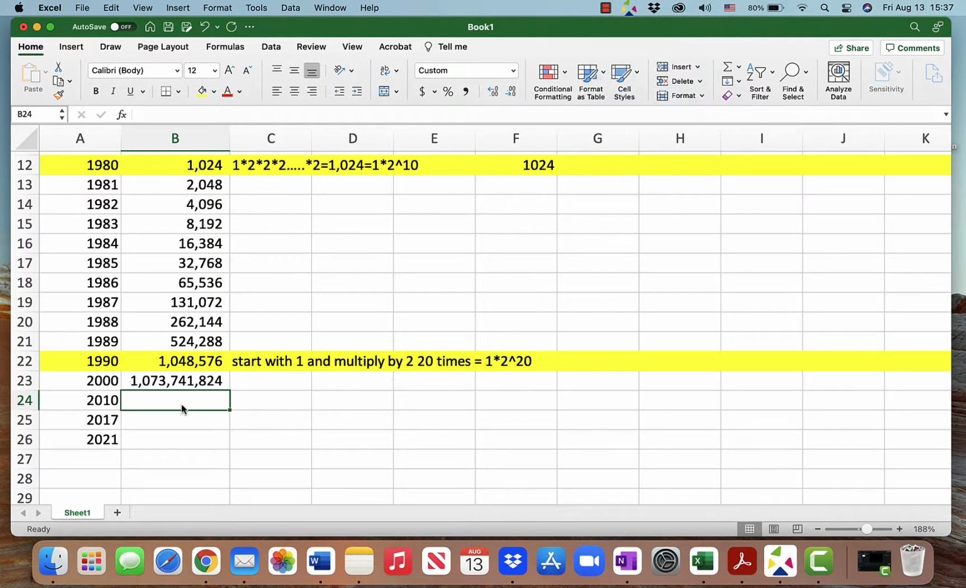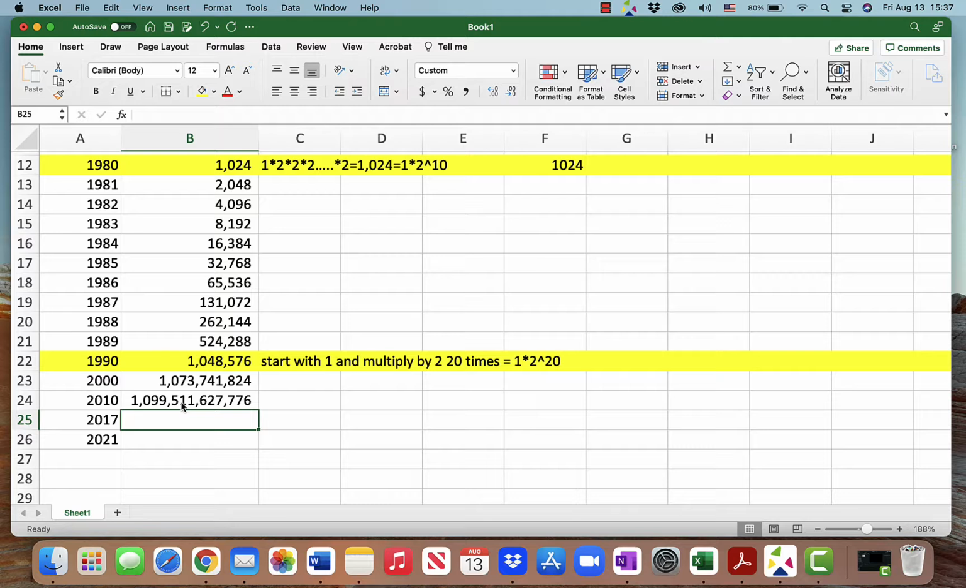Alright, so for 2010, that's what we had. We're going to use 2 to the power of, how many years is that? From 1970, that's 40 years. Notice we don't have to put 1 anymore because multiplying by 1 doesn't do anything. So it's just 2 to the power of 40. Whoa! Excel even pushed the column. Alright, so let's do one more.